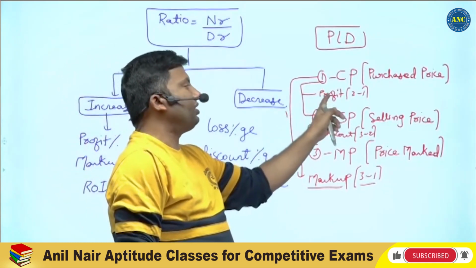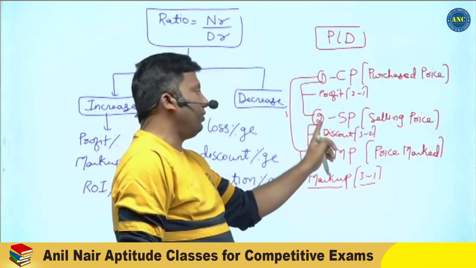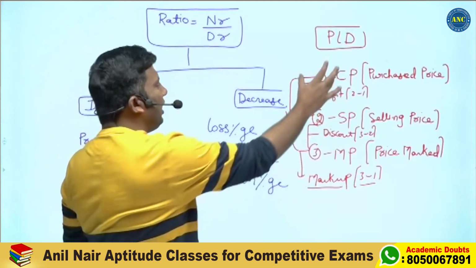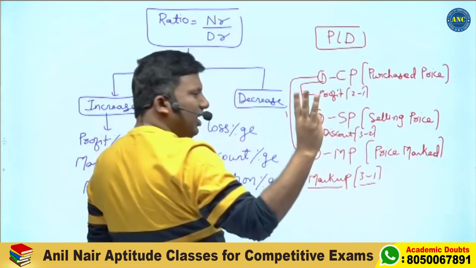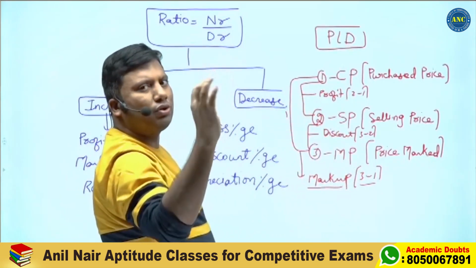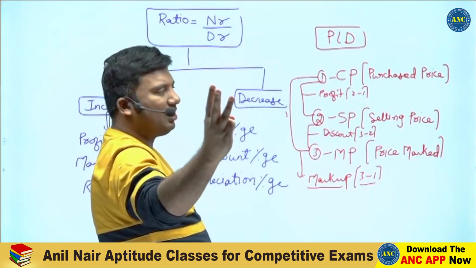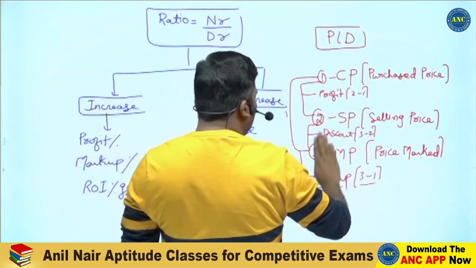2 minus 1 is called profit. 3 minus 2 is called discount. 3 minus 1 is called markup. Entire profit, loss and discount: three prices are there. Select any two, 3C2, which is 3C1. There are 3 percentages which I will get: profit, discount and markup.